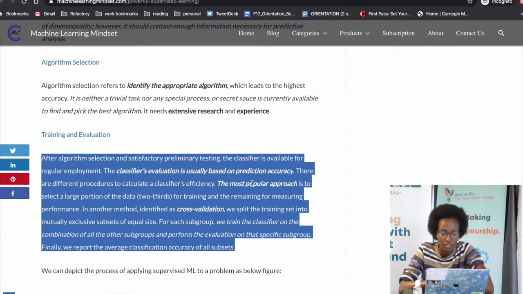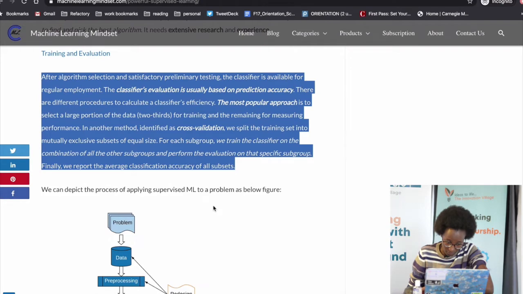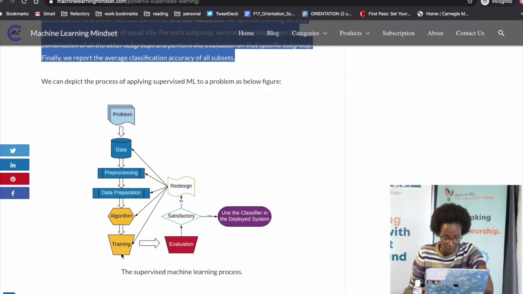And then they also introduce the concept of cross-validation. I am not going to introduce it here, but it is a way of just measuring the performance of your model. All right, so this is just the process.